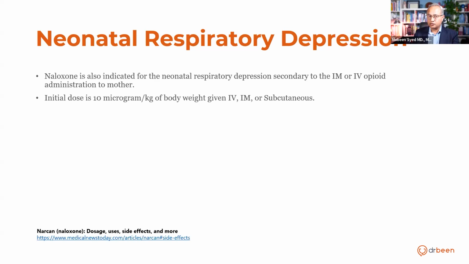The initial dose is 10 micrograms per kilogram of the baby's body weight, given intravenous or intramuscular or subcutaneous. So this is the new information compared to the last time. The mother had opioids, the baby is born, and the baby is in respiratory depression because the opioids entered the baby's body as well. So in such a case, naloxone is also recommended for managing this situation.